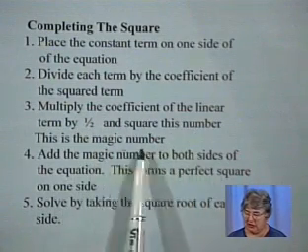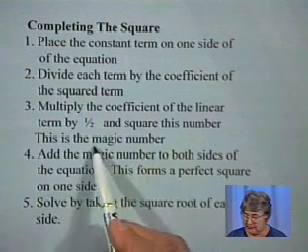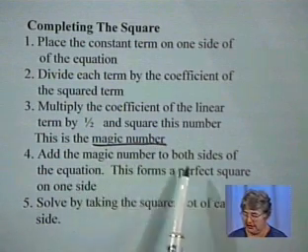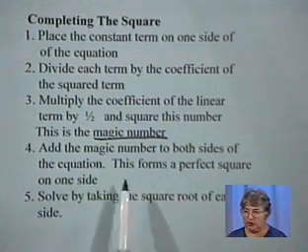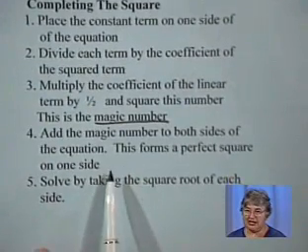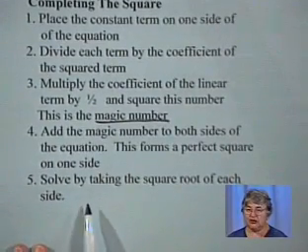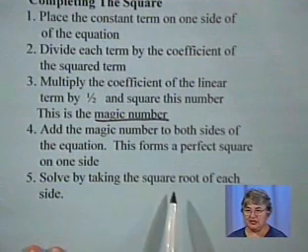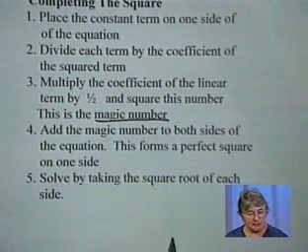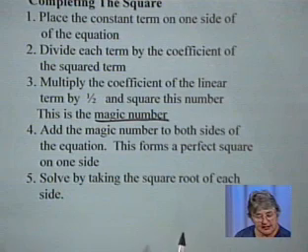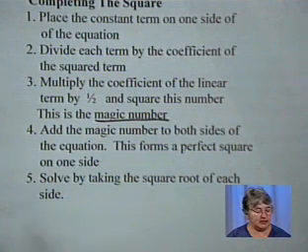This is what I call the magic number. So this magic number is now going to be added to both sides of the equation to produce a perfect square on one side of the equation. And then you continue to solve by taking the square root. Let's practice one more problem with this, and then we will talk a little bit about this method.